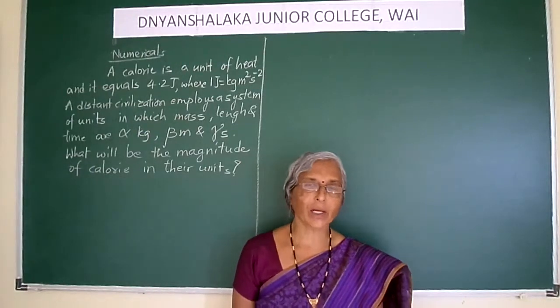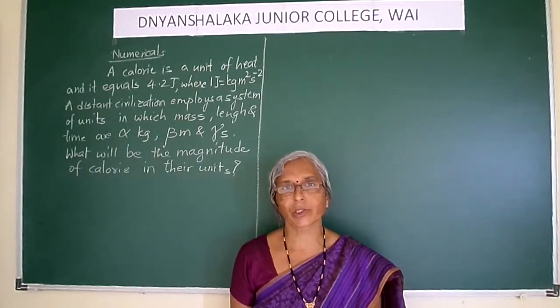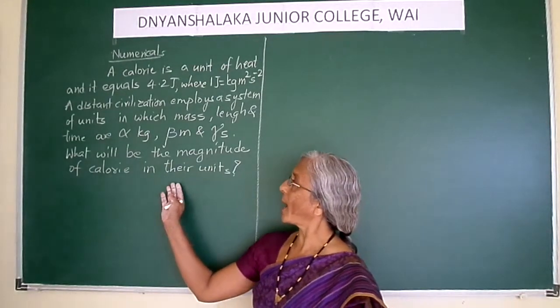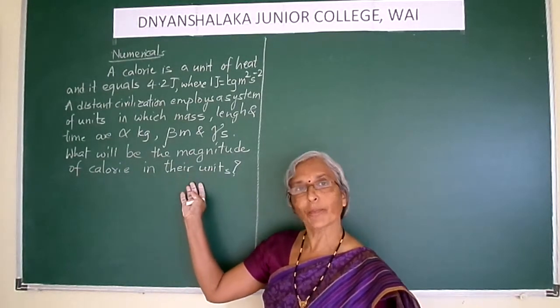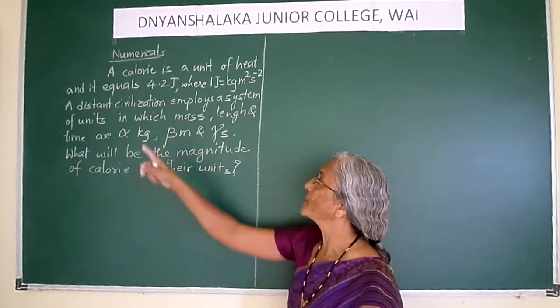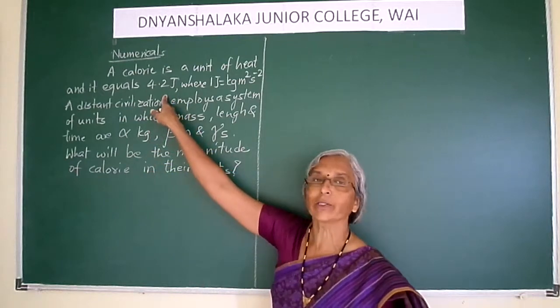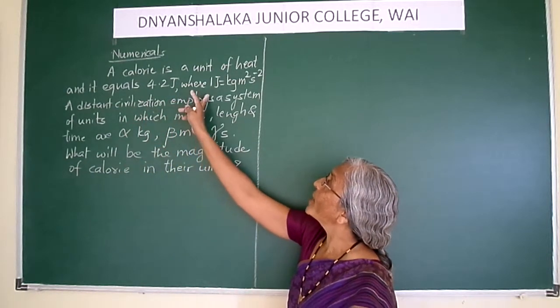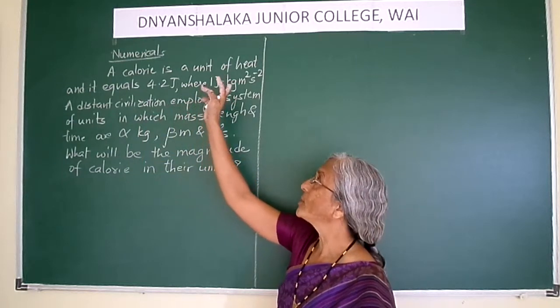Let us continue with our numericals that we are solving on dimensional analysis. Yesterday we have seen one numerical. Now here I have written on the board a problem for you. A calorie is a unit of heat and it equals 4.2 joule. You know joule is the unit of heat, where 1 joule is equal to how much?